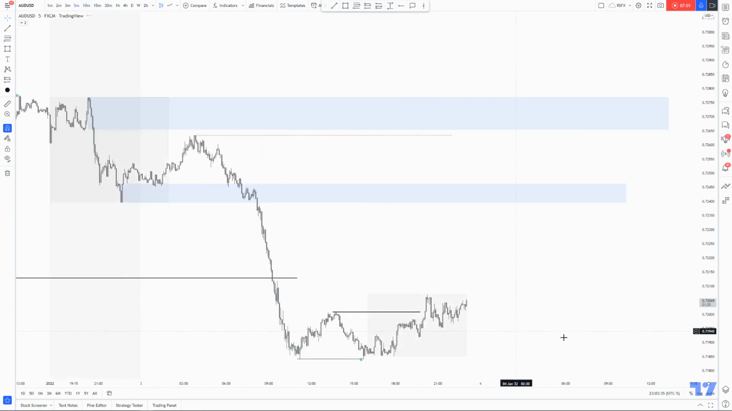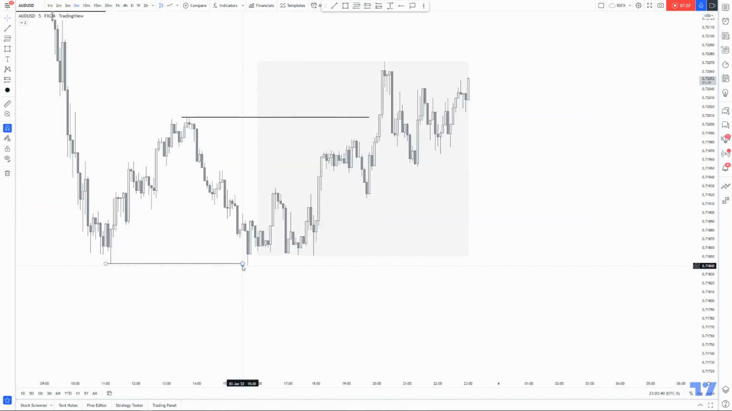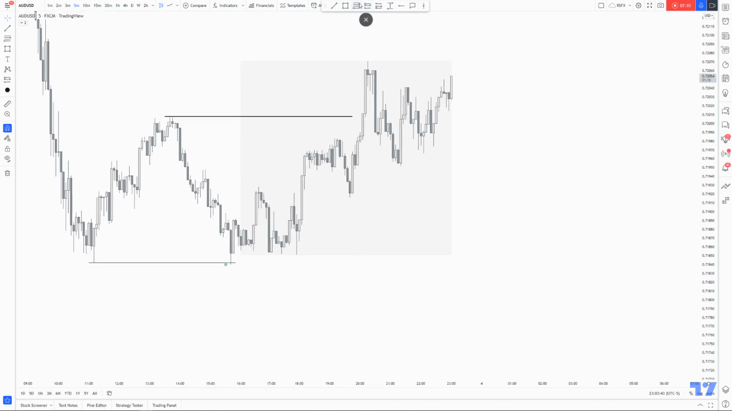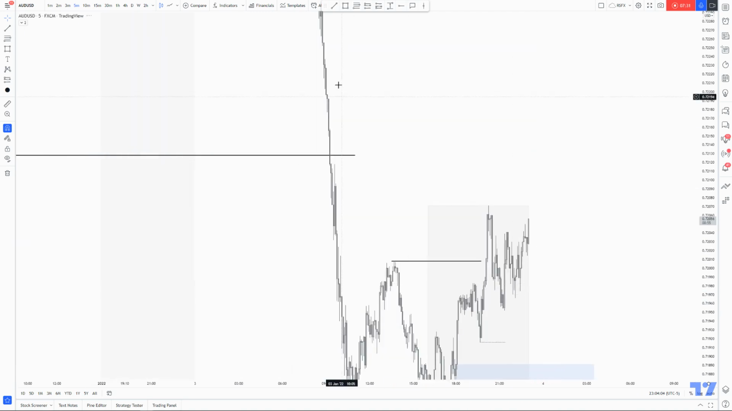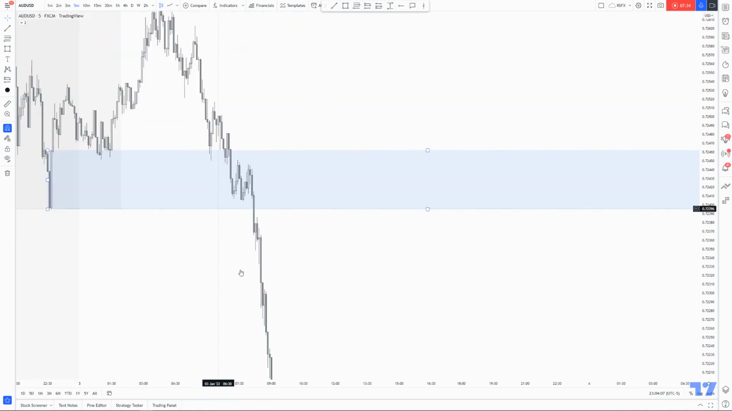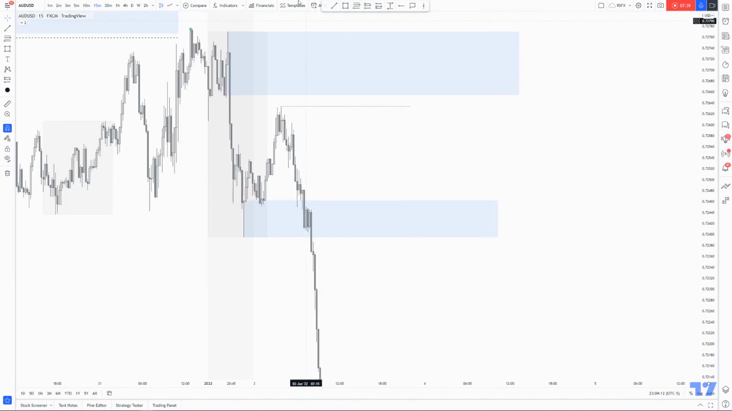Let's go to M5. There you go. I like this one a lot. Okay. This is an inducement. Yep, right there. Just like that. So this will be the possible buy zone. Okay. And yeah, there's no inducement right here. A nice clear one. But this one is good.